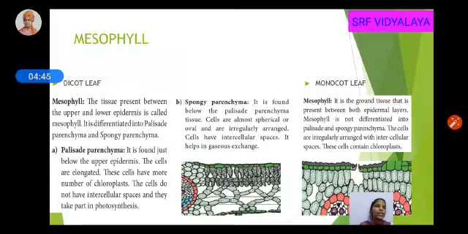The next one is Spongy Parenchyma. It is found below the Palisade Parenchyma. The cells are almost spherical or oval and they have a lot of intercellular space. The intercellular space helps in the gaseous exchange. The next is the monocot leaf. In monocot leaf, the mesophyll is not differentiated. The cells are irregularly arranged with intercellular space, and these cells contain chloroplast in them.